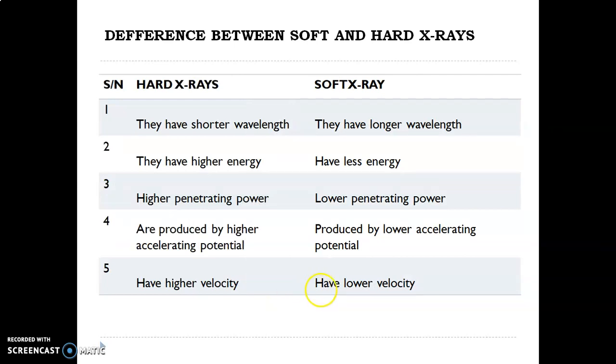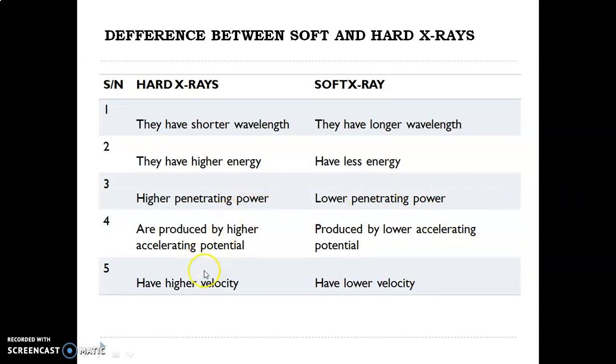Here I have the difference between hard X-ray and soft X-ray. Hard X-ray has shorter wavelengths, as we have already seen, but soft X-ray has longer wavelengths. Hard X-ray has higher energy, but soft has less energy. Hard X-ray has high penetrating power, but soft X-ray has low penetrating power.